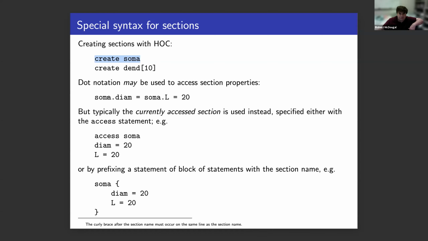If you're lucky, you'll find that people refer to them in the same way that they refer to it in Python. Certainly you can say soma.diam is soma.length, which is 20. Cool. But in reality, you almost never do. Hate to tell you that.